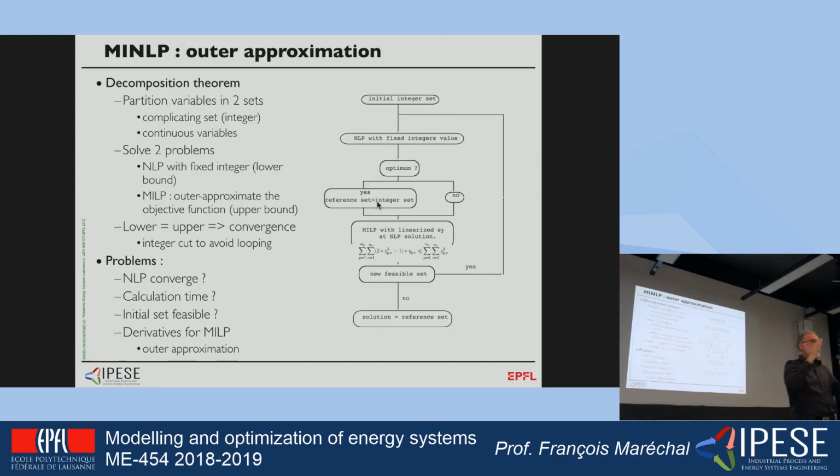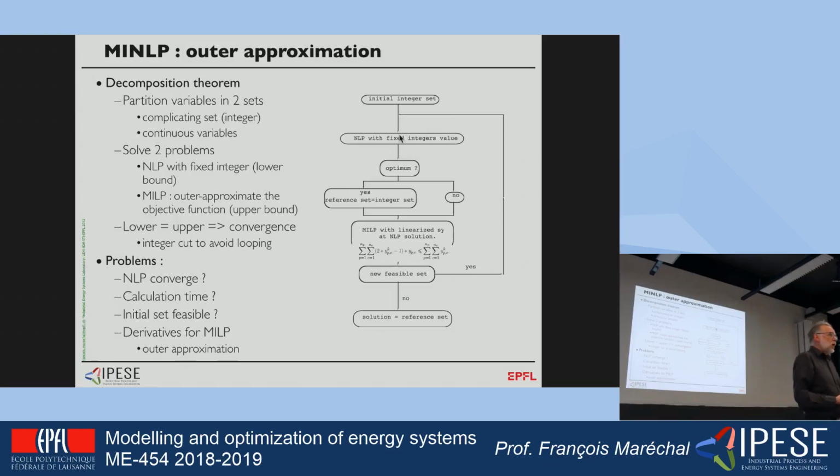So now, having assumed the efficiency of the heat pumps, you generate a new set of integer variables by solving a mixed integer linear programming problem. It is much more efficient to solve than an NLP, a nonlinear program. Once you have done this, you say, okay, now I have a new set of integer variables, so I can go here and restart with a new NLP that will be solved with a new list of integer variables.